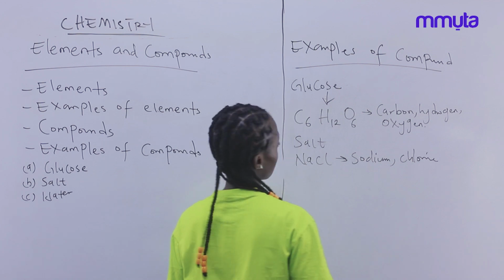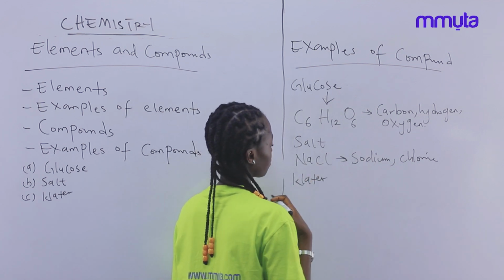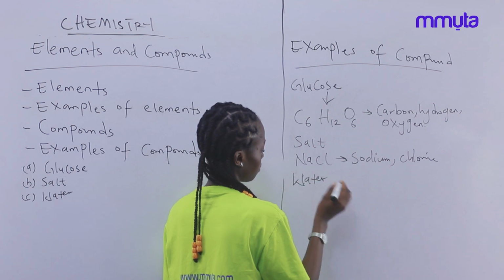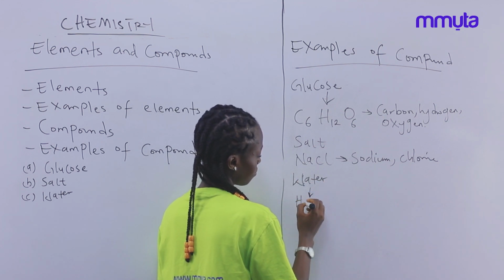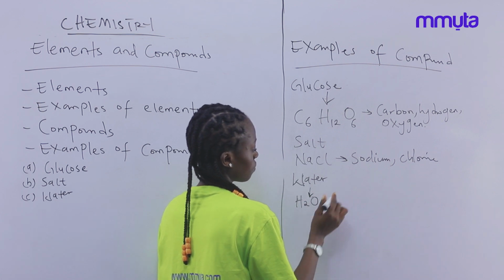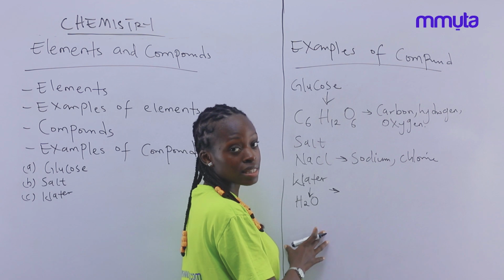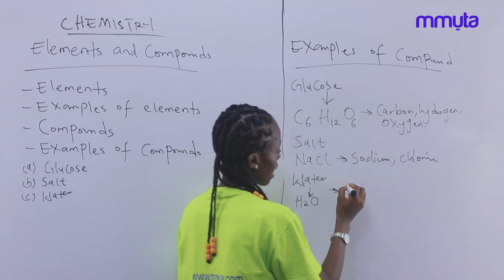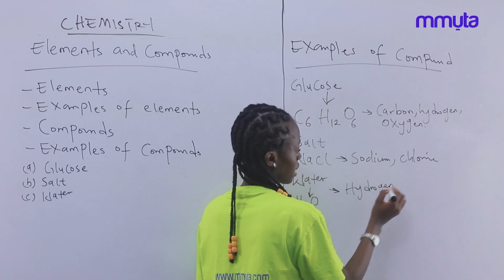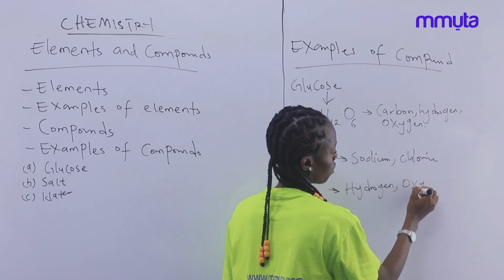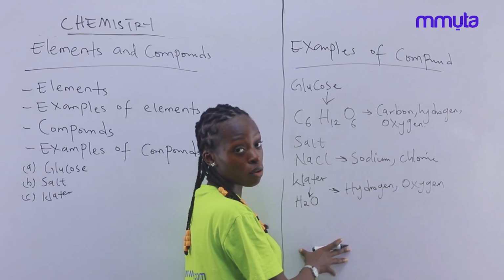Now the next one we have is water. Now water is represented as, water is a compound, and the elements that come together to form water, we have hydrogen and we have oxygen. Now, these are all examples of compounds.